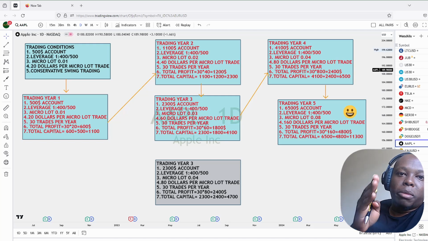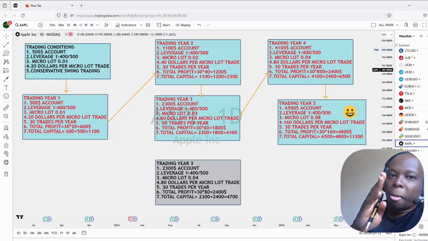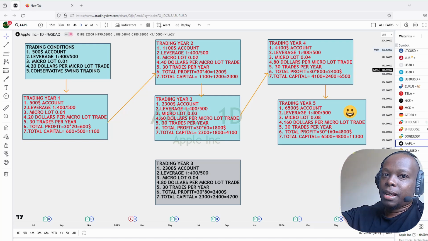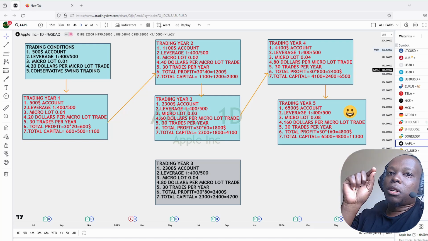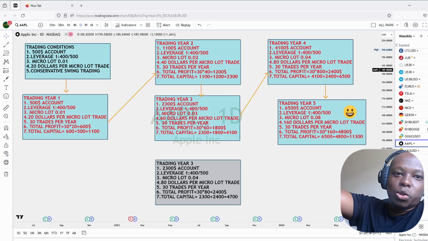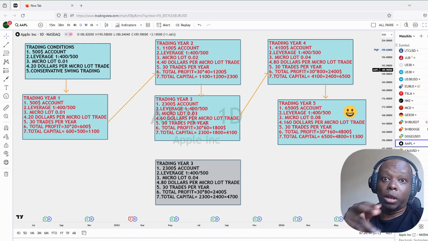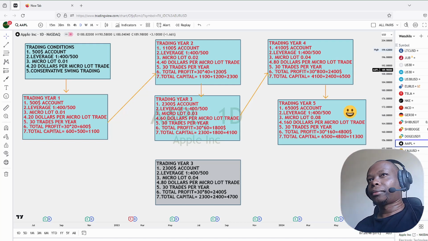So total capital by the close of year two will be the $1,200 profits plus 1,100 that we started with. So that brings us to 2,300. Now, this is where it becomes interesting because instead of doubling the lot size to 0.04, I will take it to 0.03. Let us just see what happens. I'll come back again and now double the lot size much later.